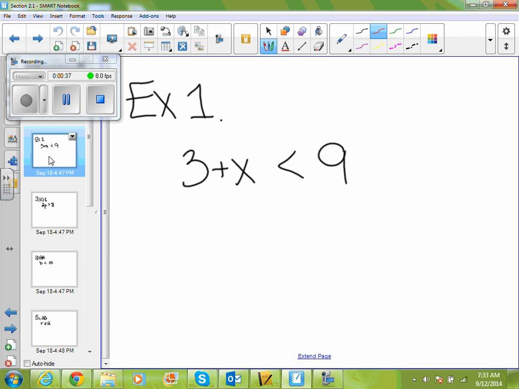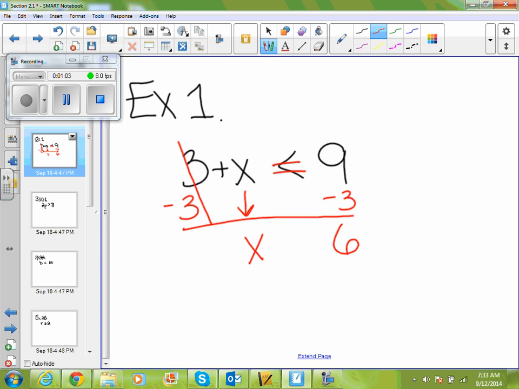Okay, so if we look at example 1, we have 3 plus x is less than 9. We need to solve this as if this were an equal sign and then bring our inequality back in. Okay, so in order to get rid of a positive 3, we subtract 3. We bring down my x. 9 minus 3 is 6. And then I bring down my inequality symbol. I replace that equal sign with an inequality symbol. It's exactly the same as it was when we began with. So we get x is less than 6.